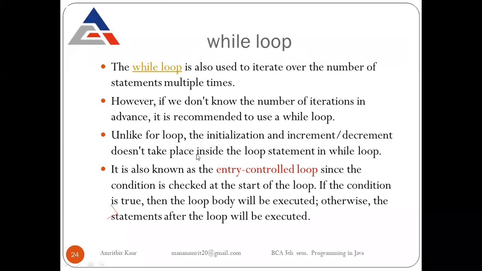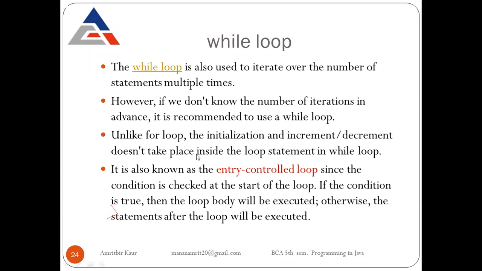So our next loop is the while loop, because the for-each loop is just an enhanced version of the for loop. So our second loop is the while loop. As we know, when we use a for loop, the number of iterations must be known in advance. But if we don't know the number of iterations in advance, then we can use a while loop.